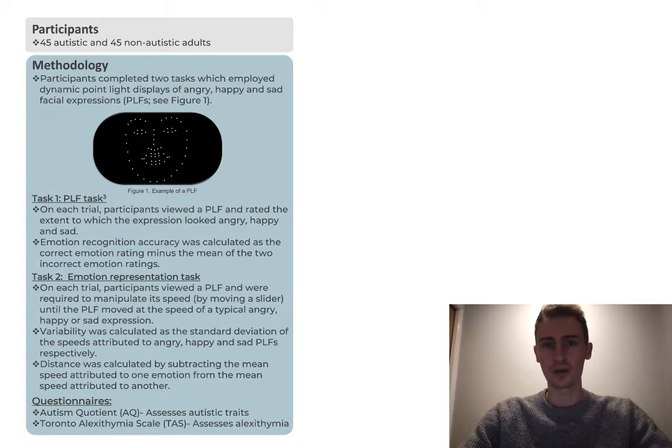This task operates on the premise that those with less clear internal representations would attribute more variable speeds than those with clearer representations. Therefore, to index the clarity or lack thereof of internal representations, we calculated variability by taking a standard deviation of the speeds attributed to angry, happy, and sad expressions respectively. In addition, we calculated the distance between emotion representations by subtracting the mean speed attributed to one emotion from the mean speed attributed to another. Participants also completed the autism quotient and the Toronto alexithymia scale.